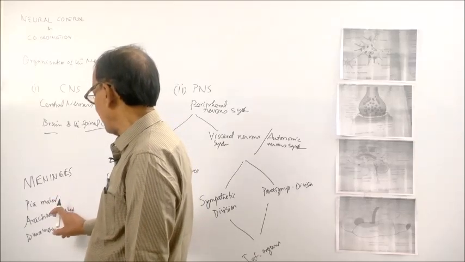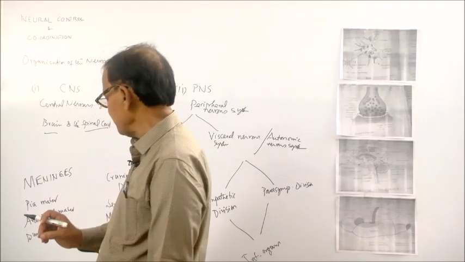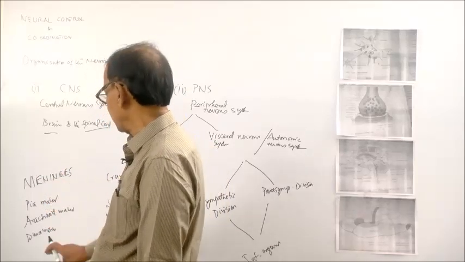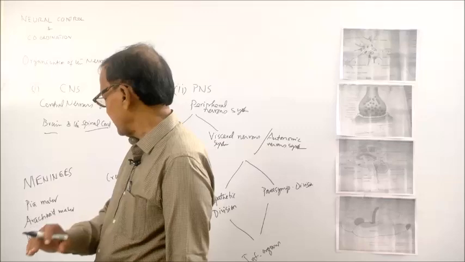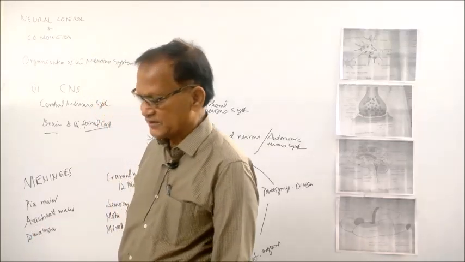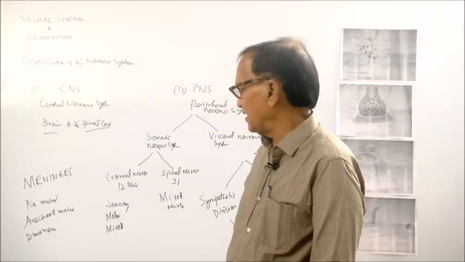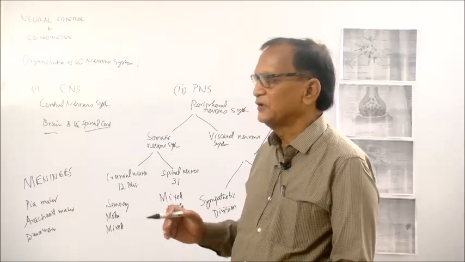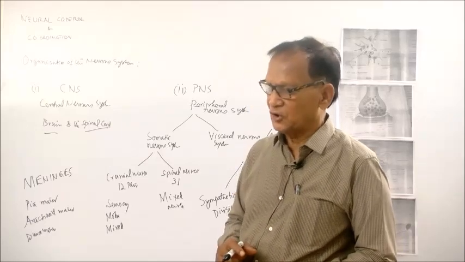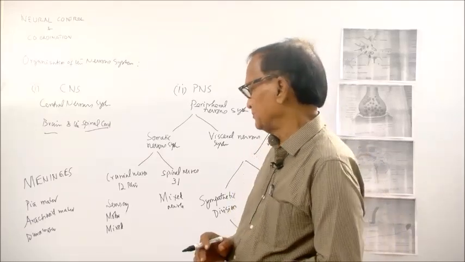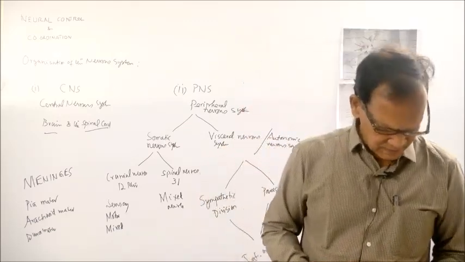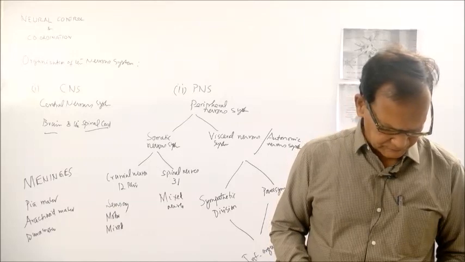Then there is the arachnoid mater containing an arachnoid space, and finally on the outside there is the dura mater, which is very tough and fibrous, and its function is to give protection to the otherwise very soft and most important brain and the spinal cord. So these are the meninges.